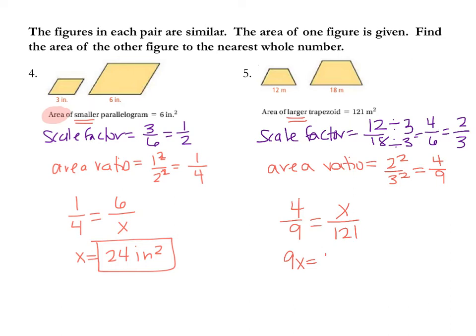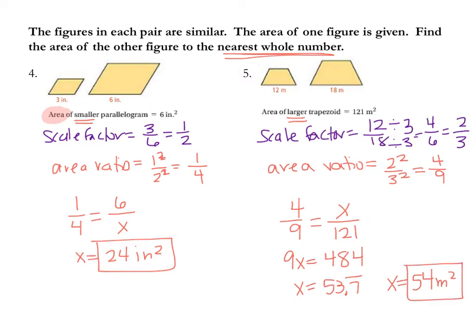We get 9x is equal to 484. And when you divide on your calculator, you get a decimal. You get 53.7 repeating. It says round to the nearest whole number in the directions, so we're just going to round that up to 54 meters squared.